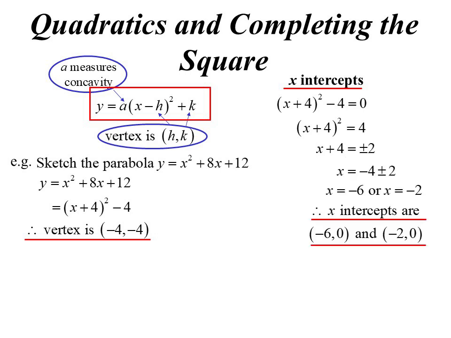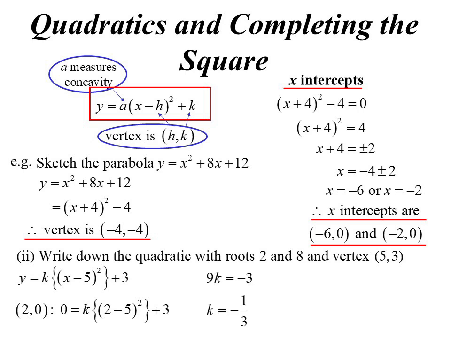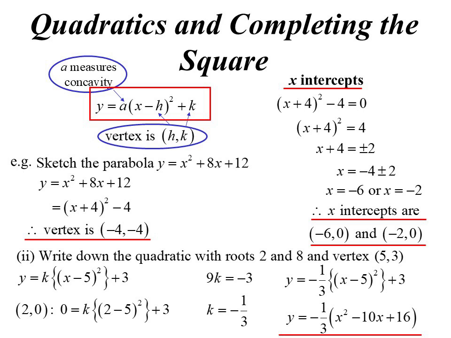Minus 6, minus 2. The question we saw yesterday about this, write down the quadratic with roots 2 and 8 and the vertex is 5, 3. Well, if the vertex is 5, 3, then it must be in this sort of form. Substitute the point that we know and we can work out, oh, k is minus a third. So there it is in the completing the square form. If I was to expand all that out, I would end up like so. Which was the same answer we got yesterday.